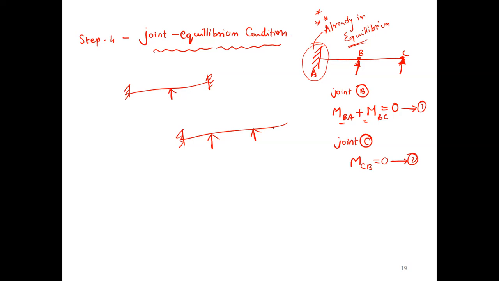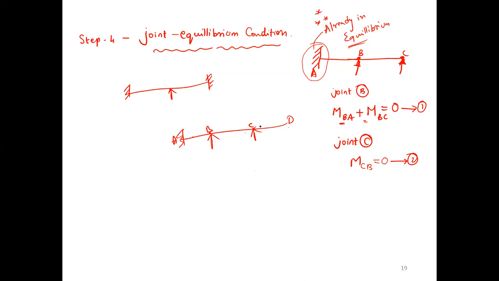Here, this is a very, very important thing. Generally they will ask it in MCQ. If you take A, B, C, D, what are the equations? MBA plus MBC, and MCB plus MCD. Here you are getting only two equilibrium equations. I will give one more example for this case.